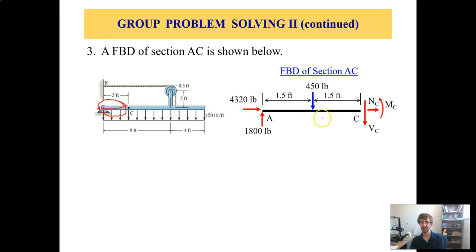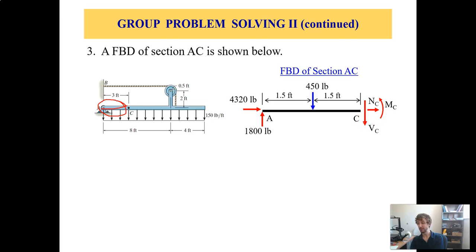We have our 450 pounds. And then on that section that we cut, we have our shear force, our normal force, and our moment. Why is it pointing down? Because on the right side it points down. That's just your sign convention. There are good reasons for that. Read your book. It talks about it a lot easier than I can.